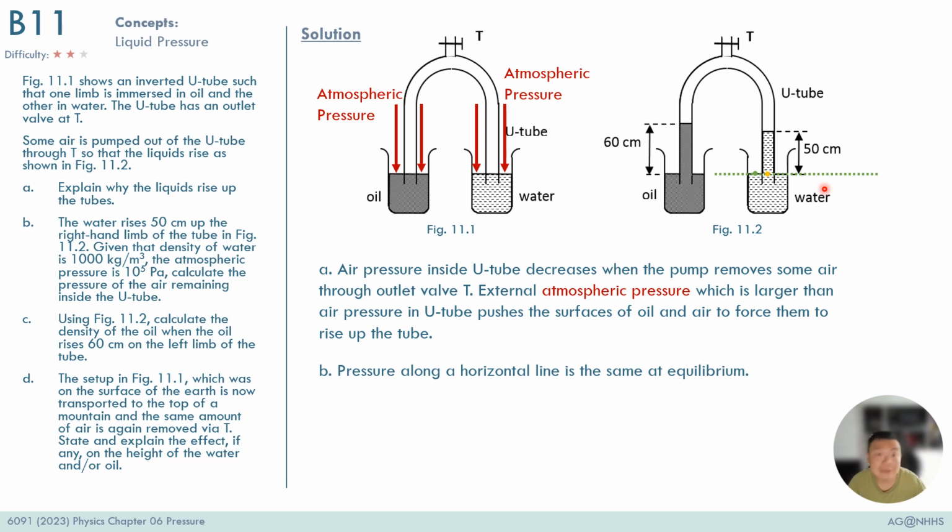We must remember that pressure along a horizontal line when everything is in equilibrium will have the same pressure throughout. So over here you can see that I've drawn a horizontal line and I've marked out two dots, one green dot and one yellow dot. These two positions will have the same pressure. On the green dot, what is causing the pressure? It is atmospheric pressure pushing down at this position.